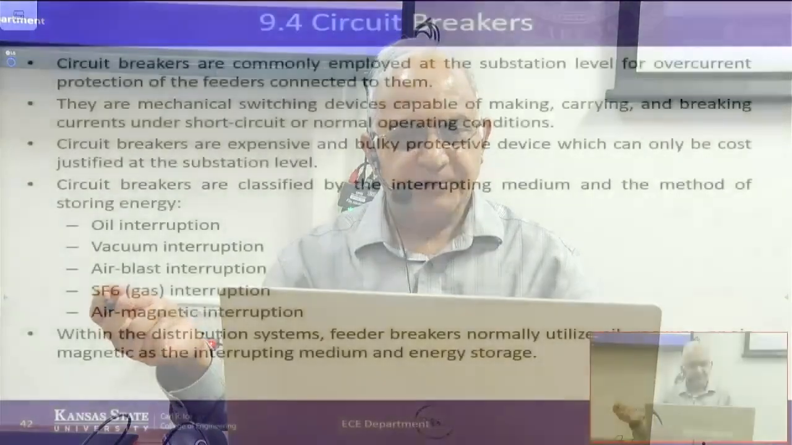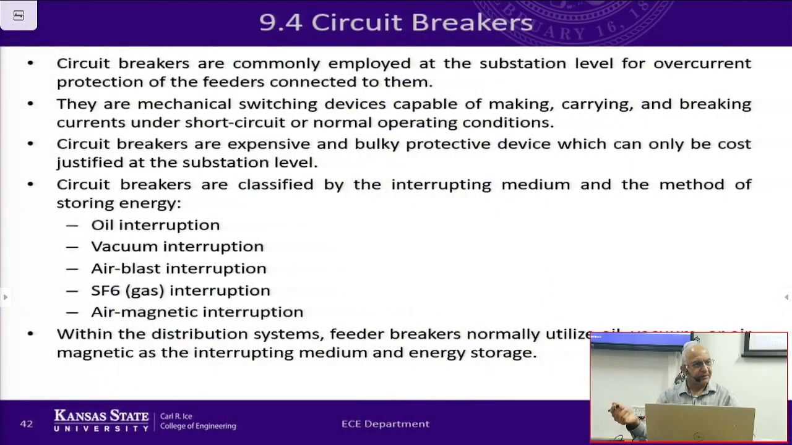Vacuum is another option. Air blast interruption is another option. SF6 is very commonly used now because the good thing about SF6 is that it makes the size of the equipment very small. The circuit breakers, like something that is huge and bulky, can be made very small. The only disadvantage of SF6 is that it is environmentally not safe to use. It has some consequences.